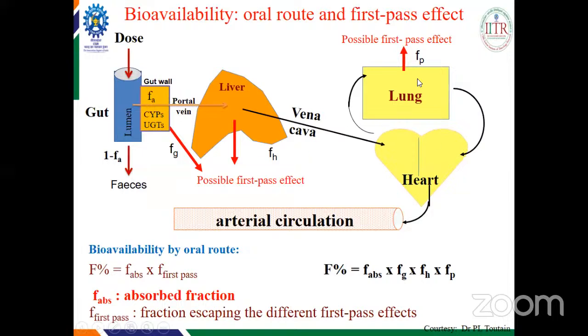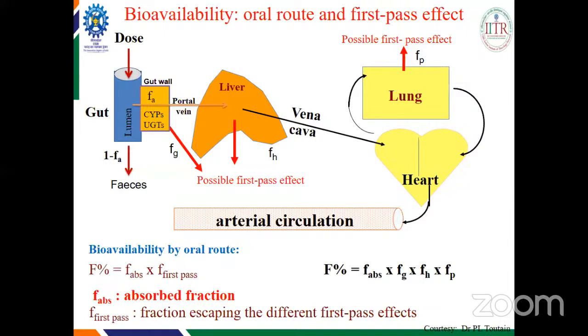So Fa, Fg, Fh, and Fp together, if we know them, we can calculate the bioavailability of the molecule, because the remaining compound coming out of the lung and reaching the systemic circulation, which is called the arterial circulation, determines the bioavailability of the molecule. And all these parameters which we talk about, Fa, Fg, Fh, Fp, can be calculated by some in vitro test systems also.